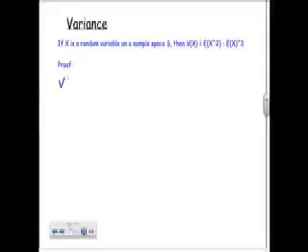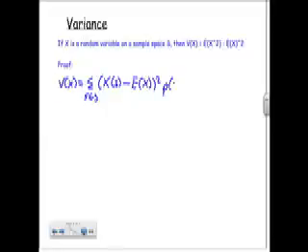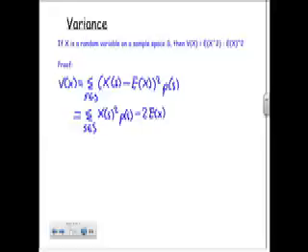To prove this, we need to note that V(x) is equal to the summation of (x(s) minus E(x)) squared times p(s), and this is equal to the summation of x(s) squared times p(s) minus 2 E(x) times the summation of x(s) times p(s), plus E(x) squared times the summation of p(s).